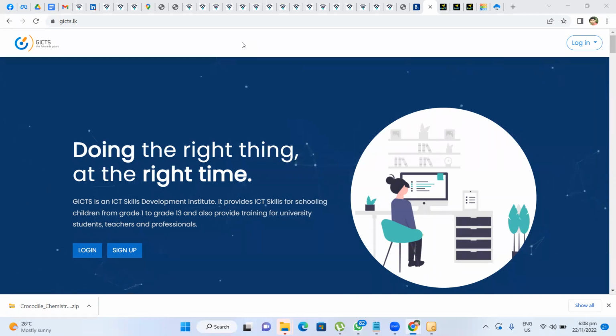So what's the difference? What we have learned during our classes is about ICT. But ICT is not just a single subject. ICT is a facilitating subject. ICT will support learning other subjects as a tool. So that is the special thing here.